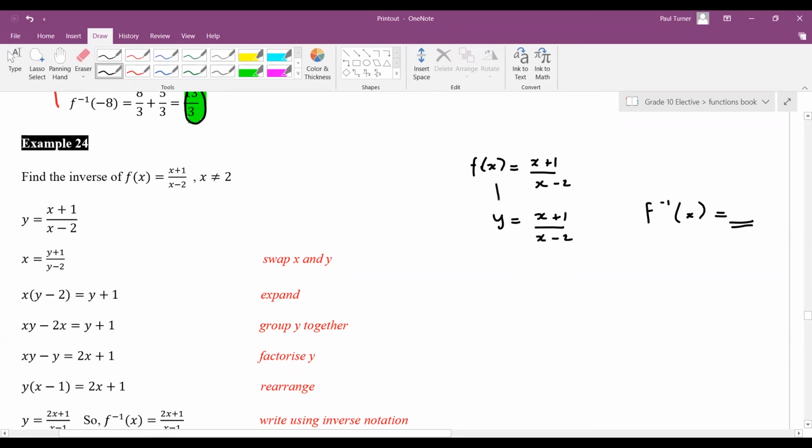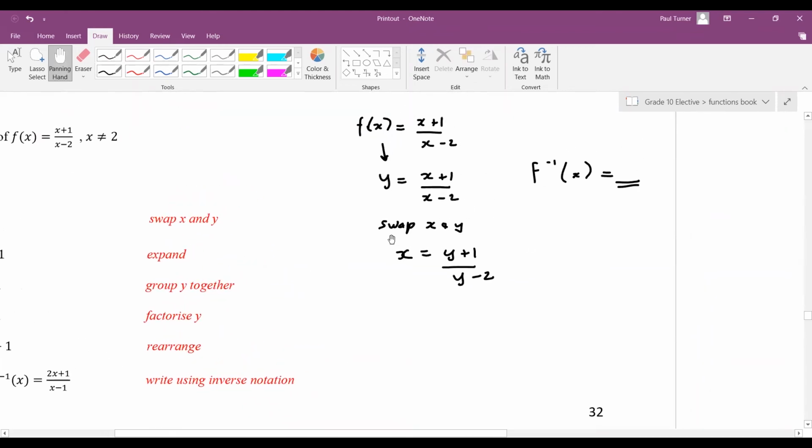So the first thing I do, I just let the function equal to y because that's what we normally do. And now we swap x and y. So now we've changed the x to y and we changed the y to x. So x equals y plus 1 on y minus 2. There. So now we do a bit of cross multiplying. So we'll get x(y minus 2) equals y plus 1. So just multiply up y minus 2 both sides. That's all I did.